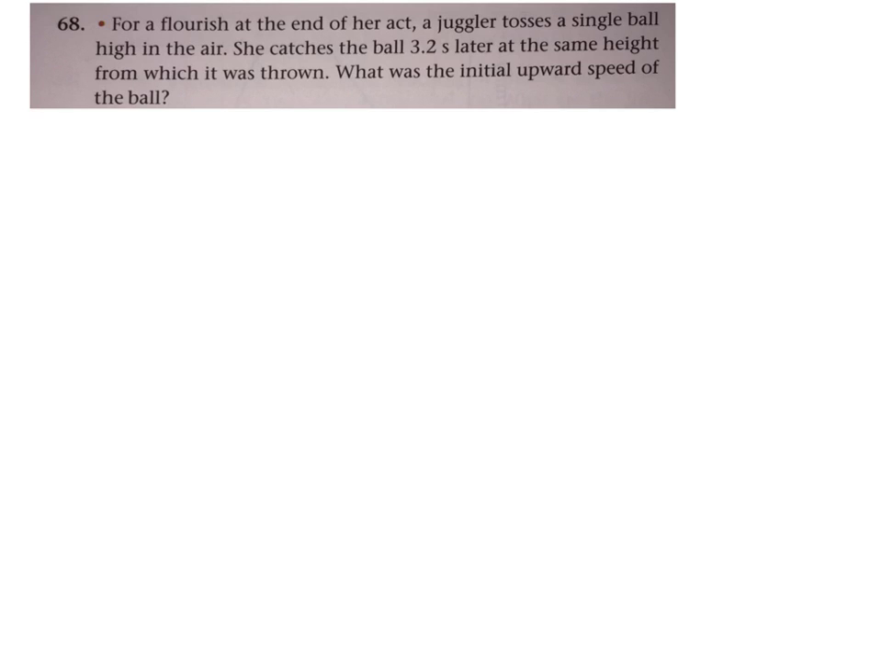Chapter 2, number 68. For a flourish at the end of her act, a juggler tosses a single ball high in the air. She catches the ball 3.2 seconds later at the same height from which it was thrown. What was the initial upward speed of the ball?